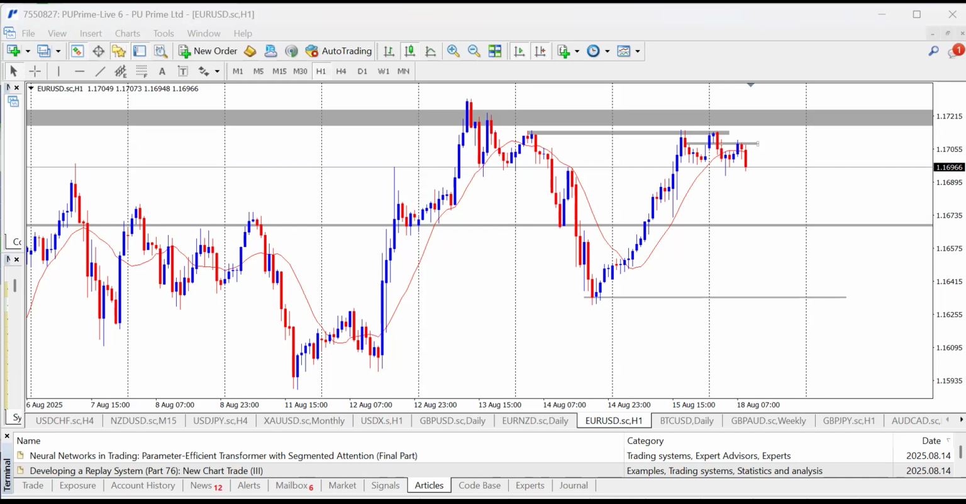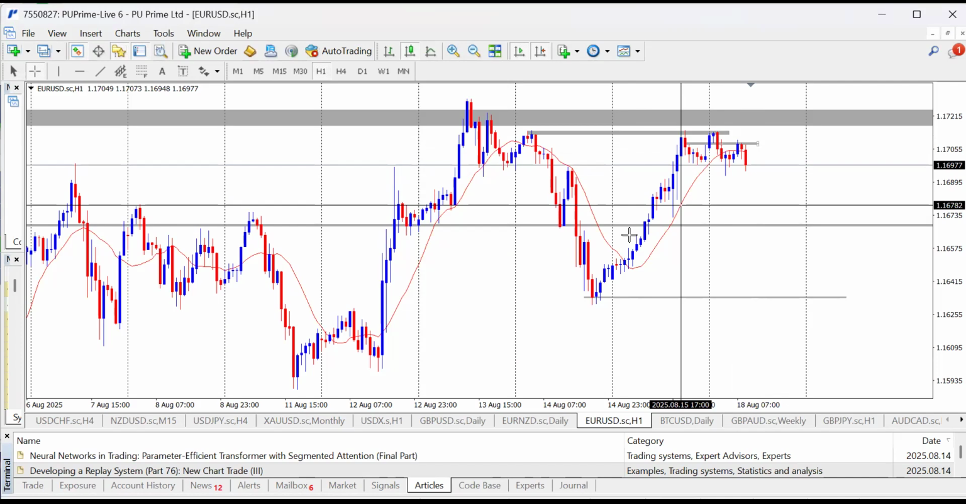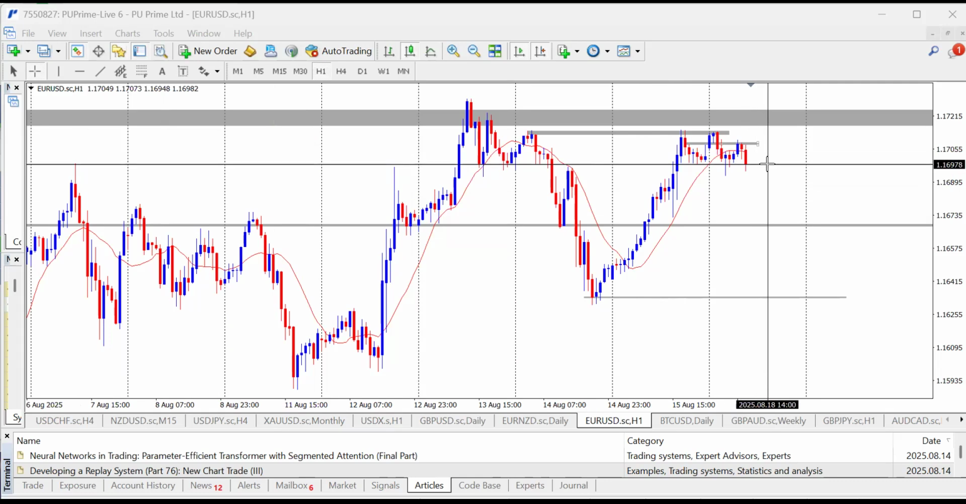Sell Euro USD. Now SL is above this moving average. So I'm going to put my SL here. My SL is going to be here, 1.17096. That's about how many pips? That's about 12 pips.